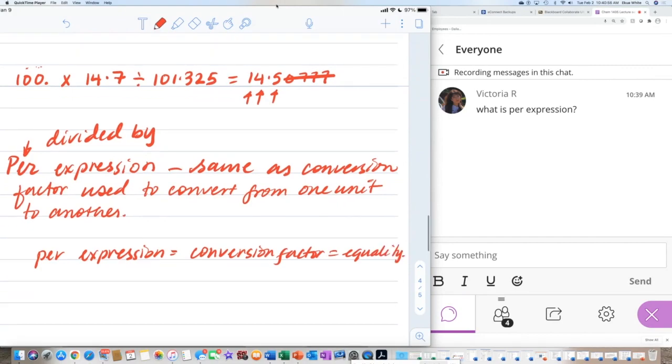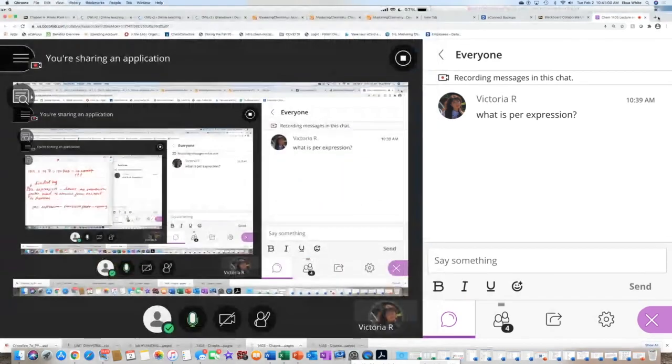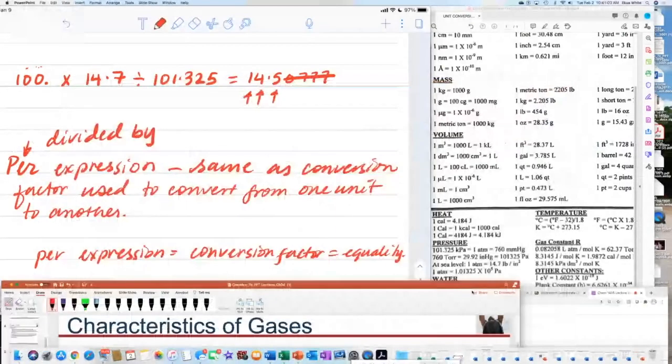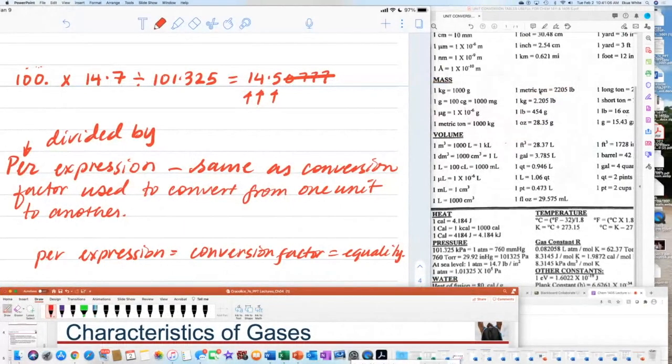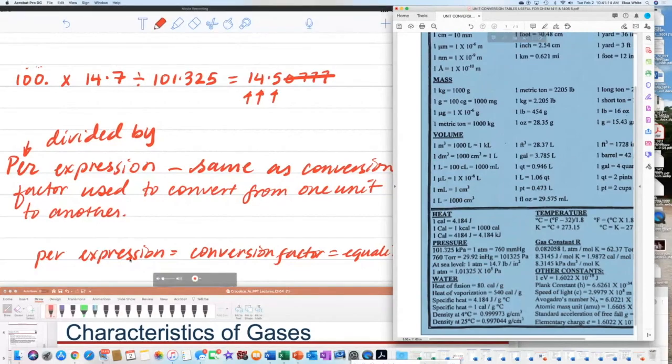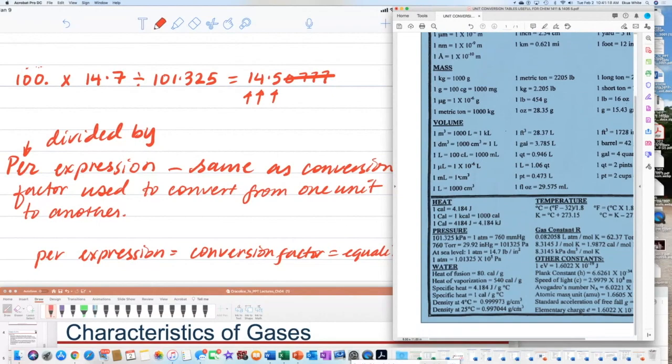Remember the table I had? I don't even know where it is right now. I have so many pages open, but the table is somewhere. Oh, there it is. This table right here, all these are technically equalities. They're not really conversion factors yet. But if you change them to per expressions, you can use them as a conversion factor, right?